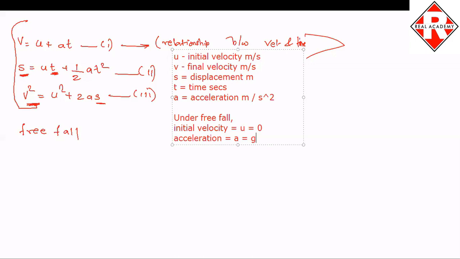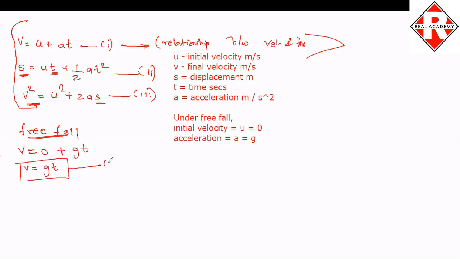So now when we say this, what will happen? Our first kinematical equation is v is equals to u plus at. In that case, v will remain as it is. u will become 0 because we are considering free fall. a will become g, t stays. So what will we be left with? v is equals to gt. So this becomes our first kinematical equation under free fall.